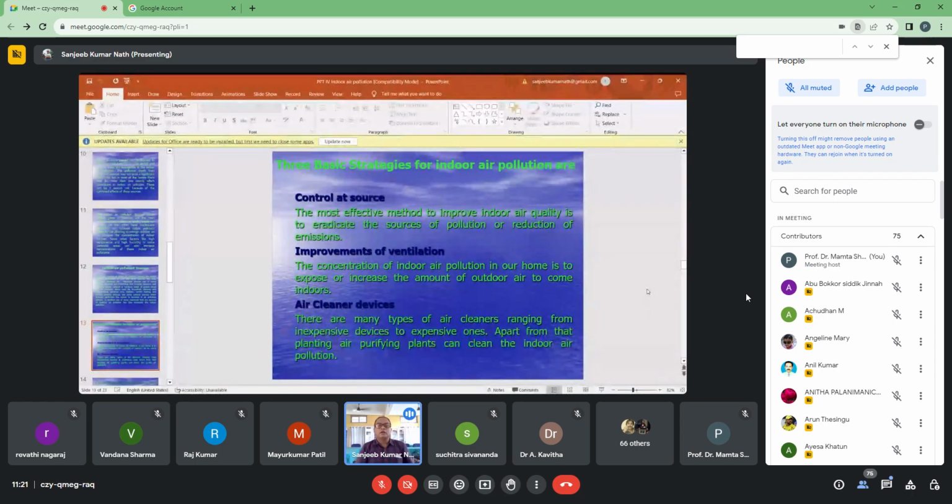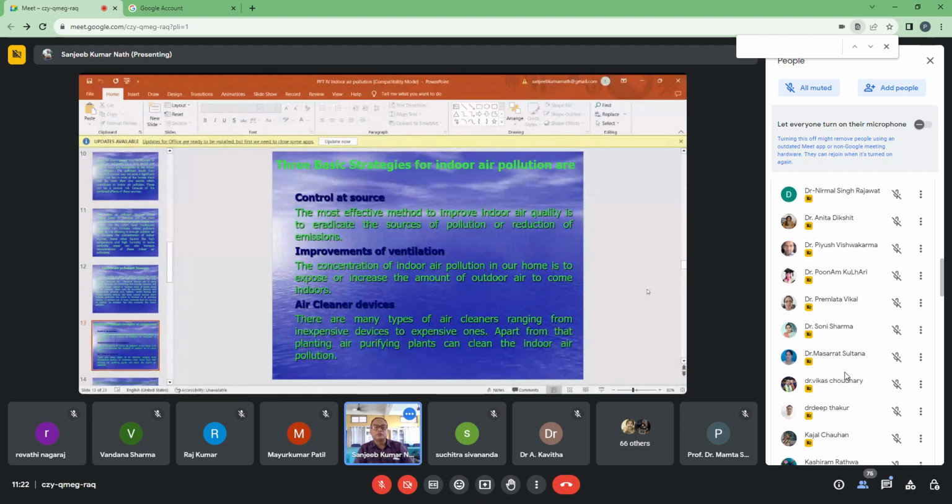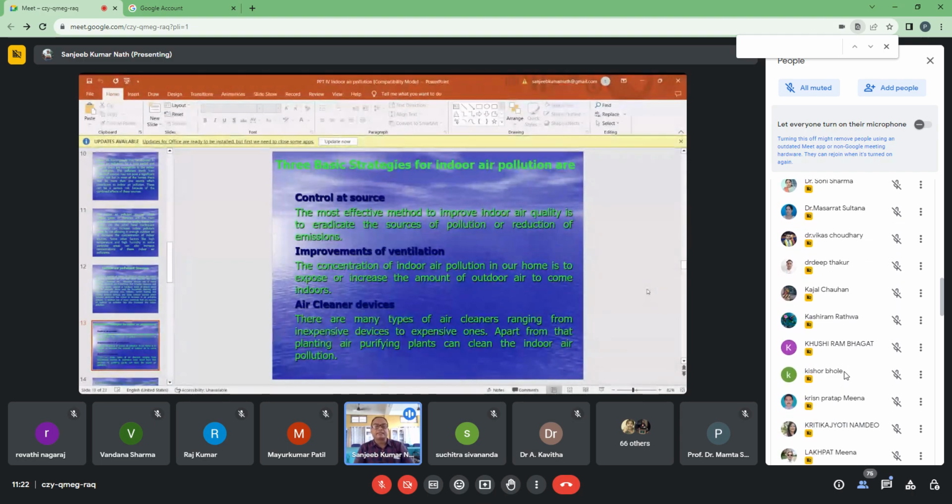Now, what are the strategies that we can undertake for indoor air pollution? Control at source. The most effective method to improve our indoor air quality is to eradicate the sources of pollution or reduce emission. Next, we can say improvement of ventilation. To reduce the concentration of indoor air pollution in our home, we should increase the amount of outdoor air coming indoors. So that is very important. Proper ventilation is very much essential.